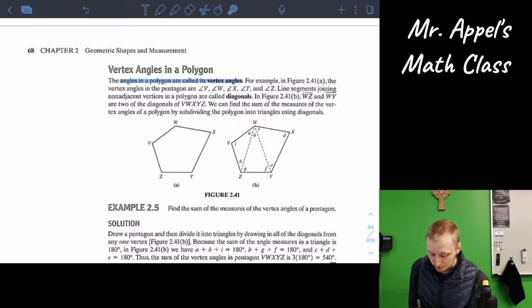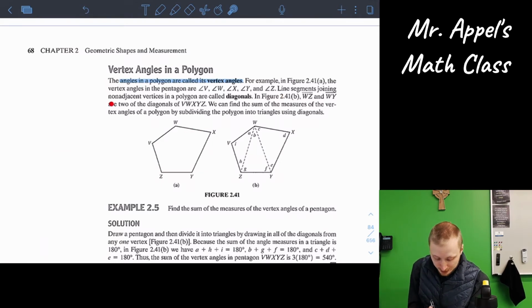Okay. For example, in figure 241a, the vertex angles of the pentagon, right here, are angle V, angle W, angle X, angle Y, and angle Z, because the vertex of the angle is a vertex of the polygon.